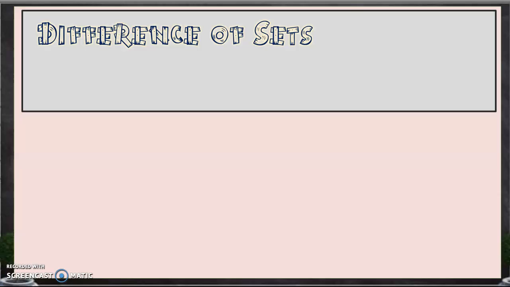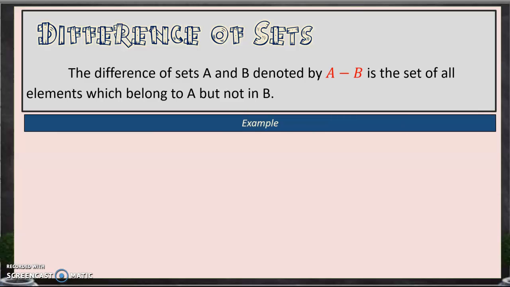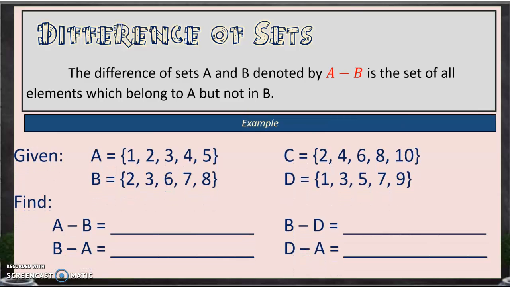Next, difference of sets. The difference of sets A and B, denoted by A minus B, is the set of all elements which belong to set A but not in set B. Example. Given set A is 1, 2, 3, 4, 5, set B is 2, 3, 6, 7, 8, set C is 2, 4, 6, 8, 10, and set D is 1, 3, 5, 7, 9.